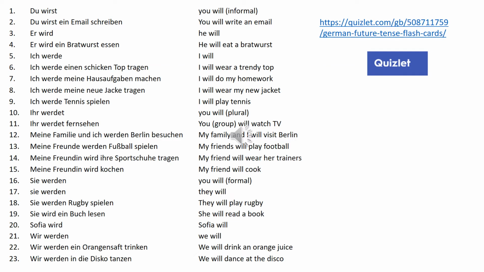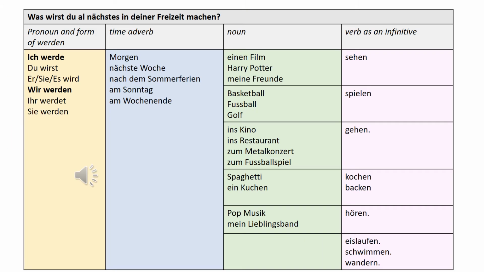So the first thing I'd like you to do is go to Quizlet, the link is on EduLink, to familiarise yourself with forms of werden in the German future tense. So this grid shows us how to form a question in the future in German. It answers the question, and you can read it in the top. Was wirst du als nächstes in deiner Freizeit machen? What will you do next in your free time?